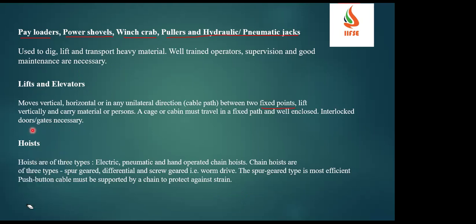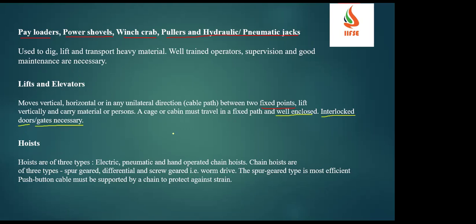They move material most vertically and horizontally, or in any unilateral direction, or in a cable path between 2 fixed points. Like a conveyor, it will also have 2 fixed points. Lifts vertically carry material or people. A cage or cabin must travel in a fixed path and it is enclosed. Interlocked doors and gates are necessary. So the takeaway here is it should be well enclosed, with an interlocking with the doors or gates.